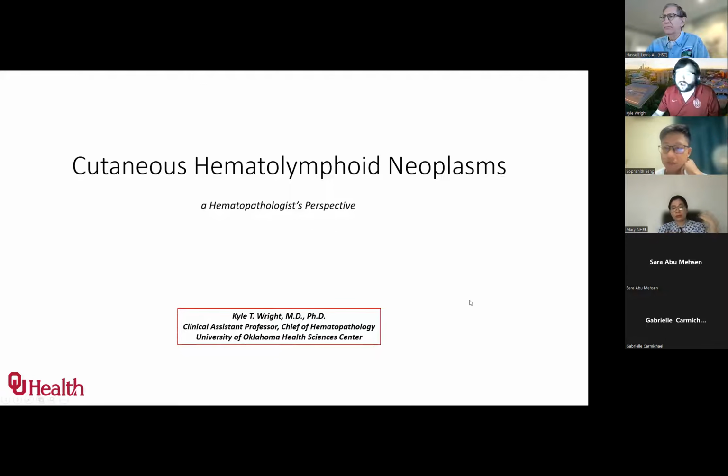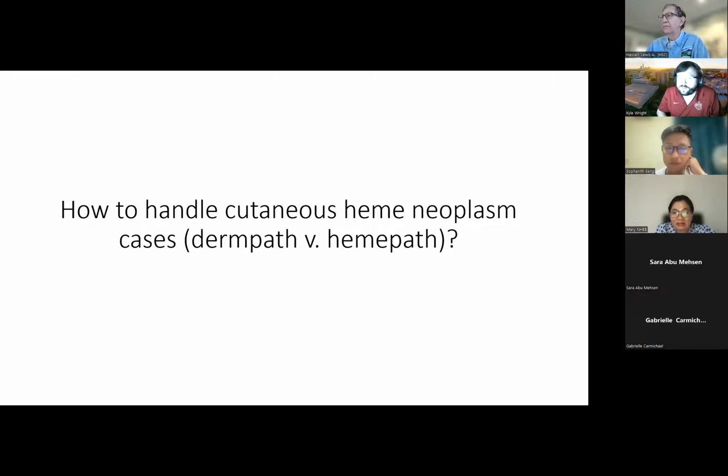So today I wanted to talk about this differential of cutaneous hematolymphoid neoplasms from a hematopathologist's perspective. Before we get into the cases, I want to talk briefly about how to handle cutaneous heme neoplasms at your home institution, whether you're coming at it from a DermPath or a HemePath perspective. I think the workflow can be challenging to establish and requires an understanding of who you have in terms of personnel in HemePath and in DermPath. But it is an expertise that needs to have some level of coverage at your institutions.